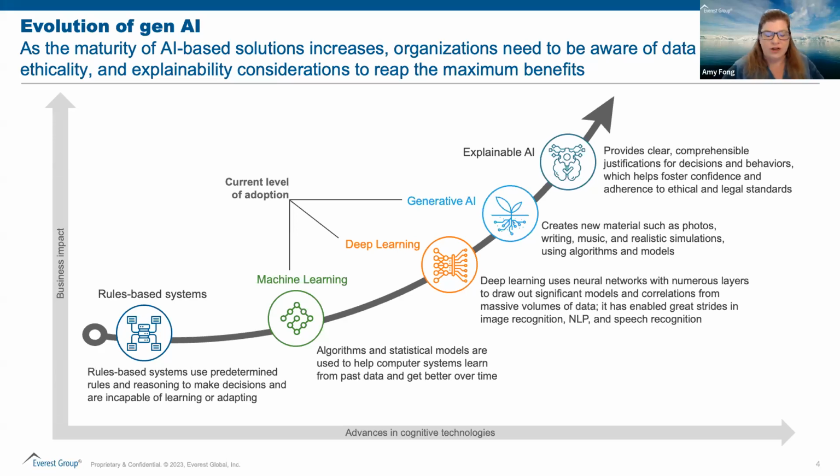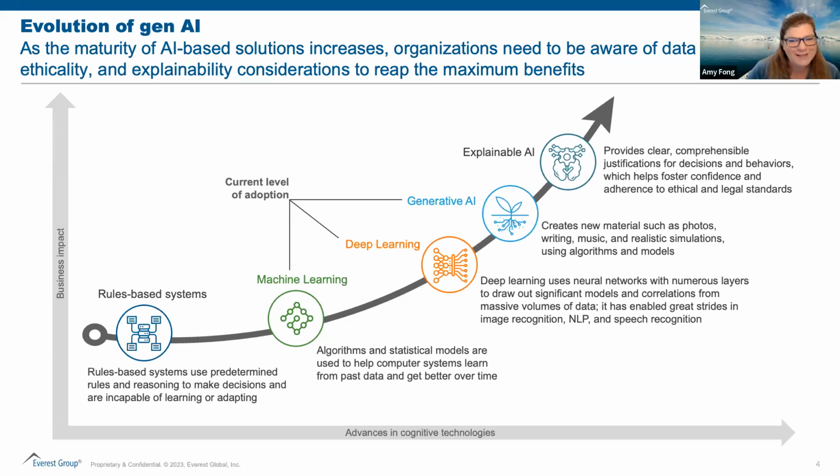So you've seen machine learning embedded into a lot of processes for a long time. Currently, you see more and more adoption of that, as well as deep learning, where neural networks with more layers are drawing out more significant models and correlations and can handle mass volumes of data. They have really enabled a lot of the strides in things like image recognition and natural language processing and speech recognition. And then generative AI, and the differentiator there is that it's creating new material like photos or writing or music or simulations using those previous models and algorithms and building on them.